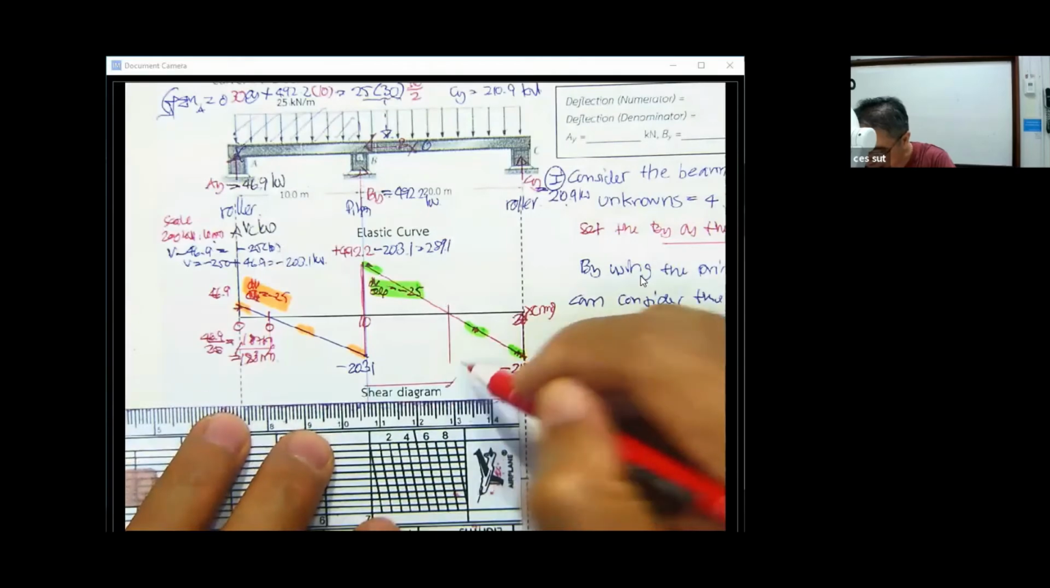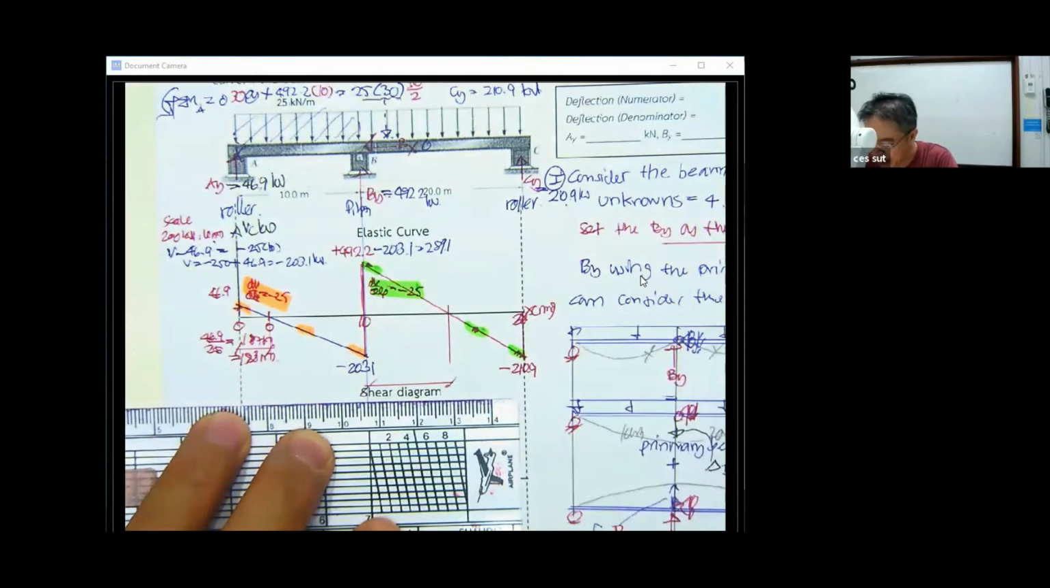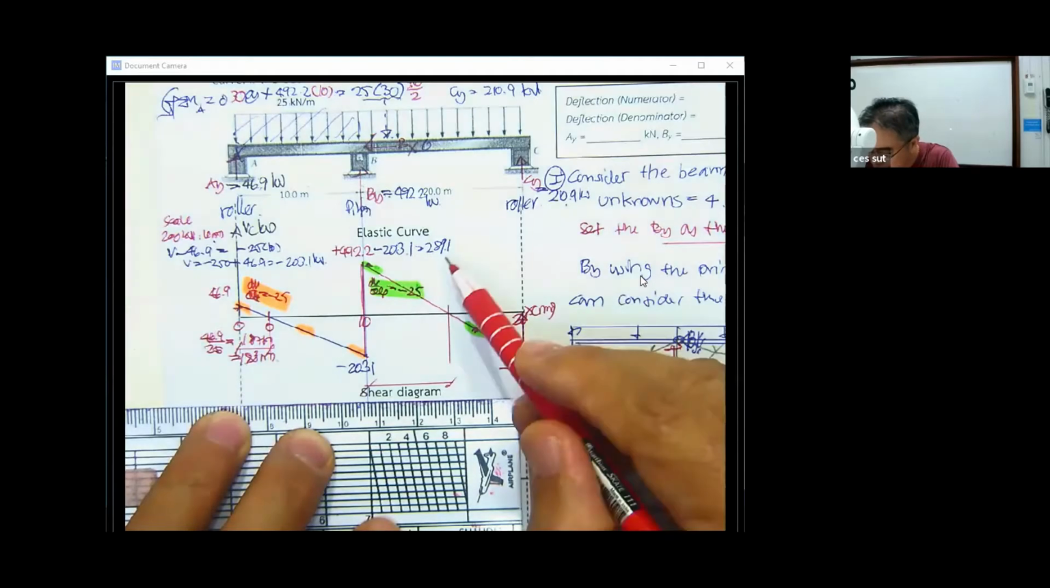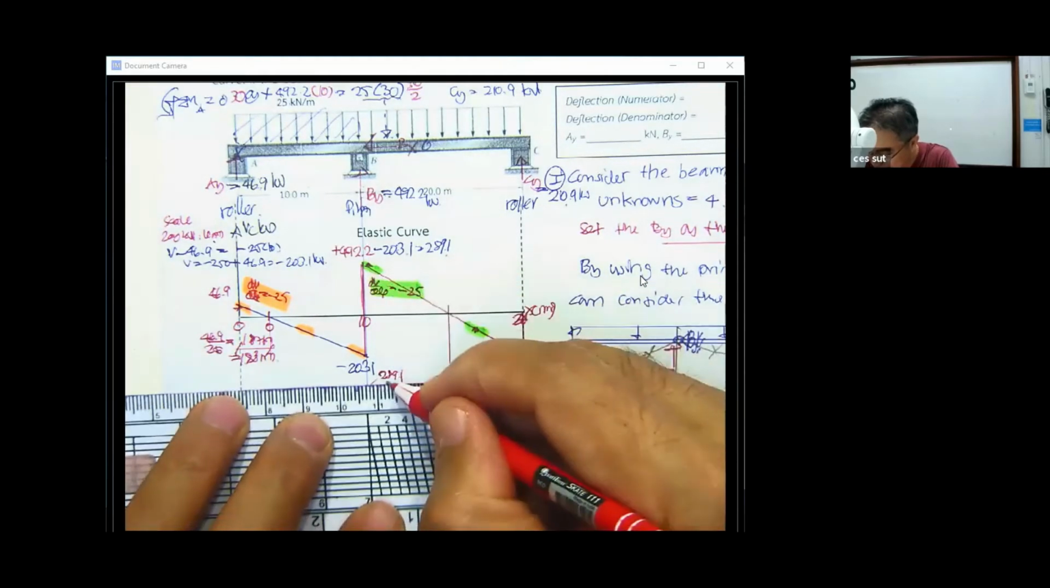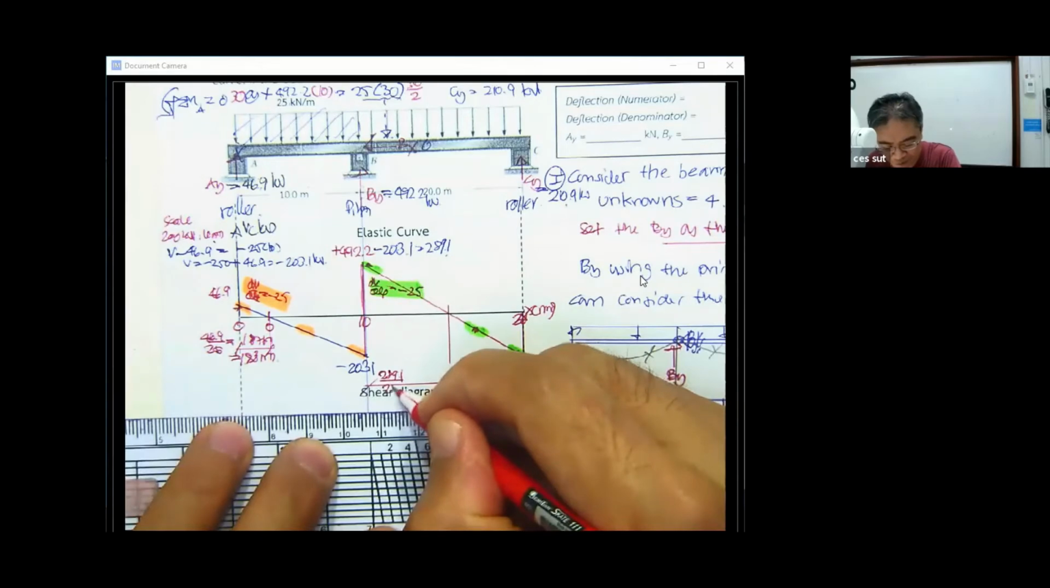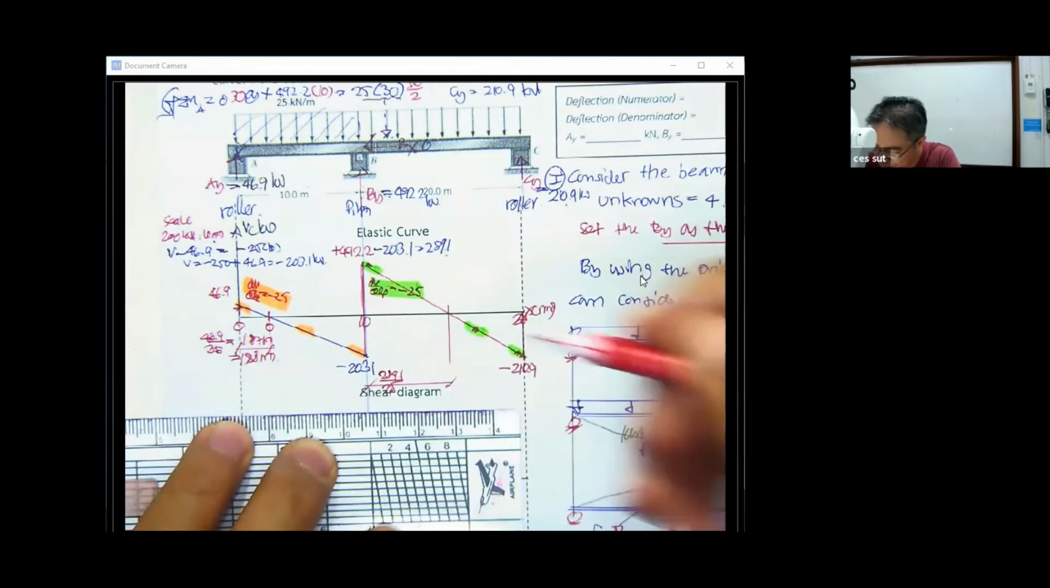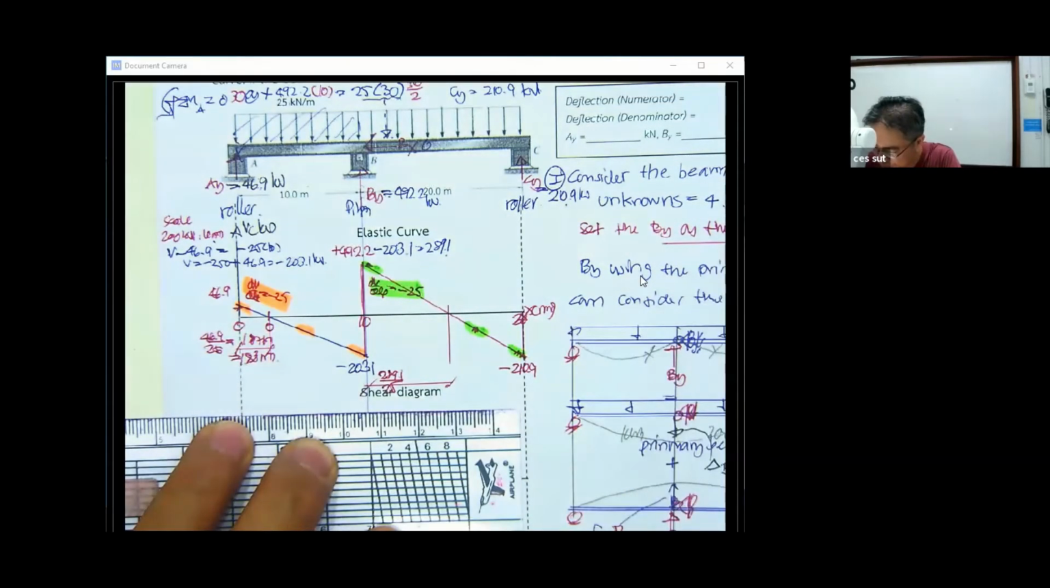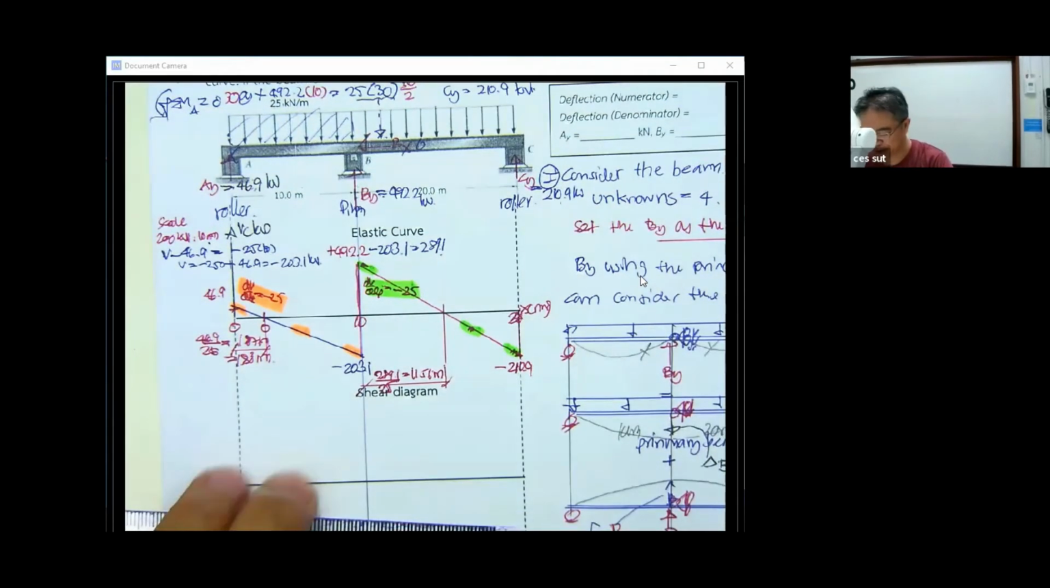You also can determine this length by the height here, 289.1, divided by 25. Okay, you may get 11.56 meter if you just consider 2 digits here.